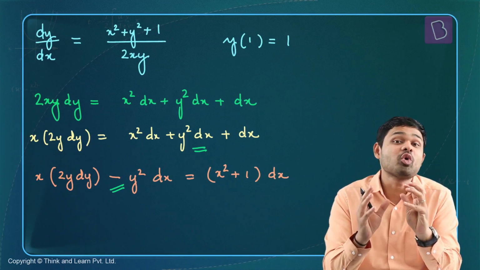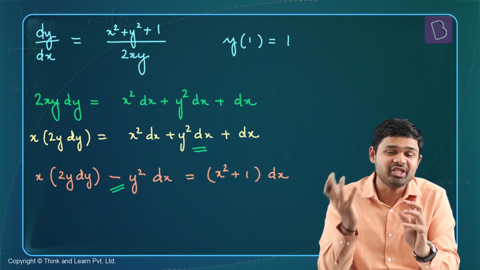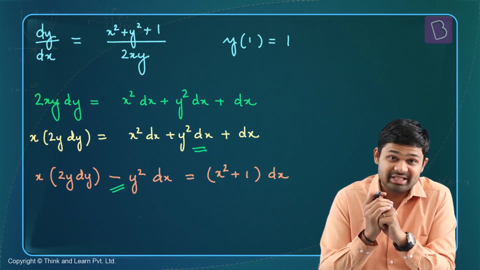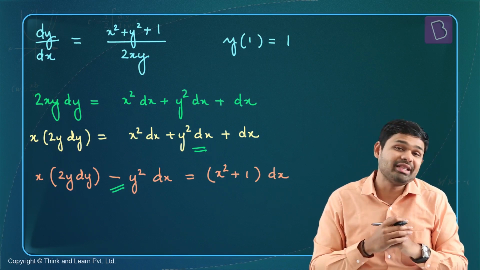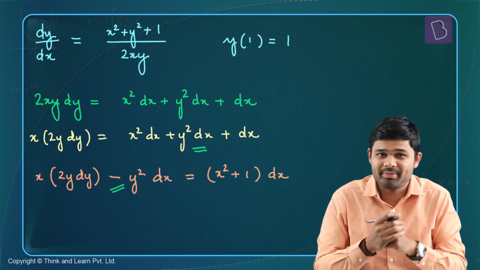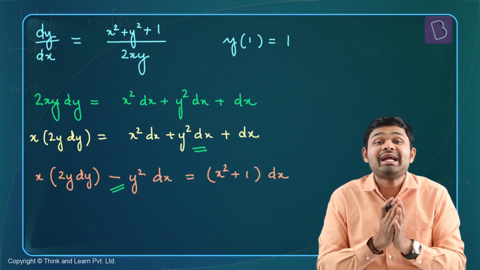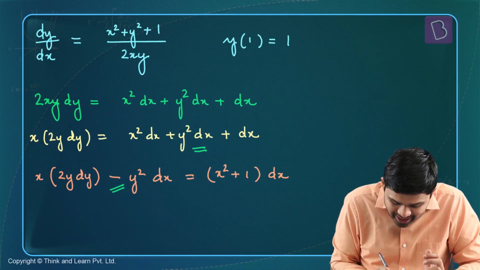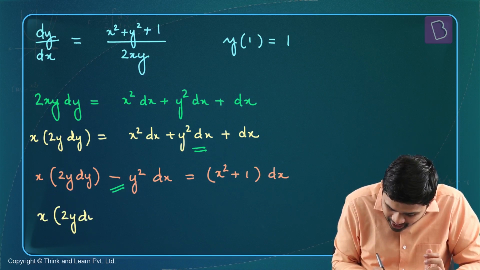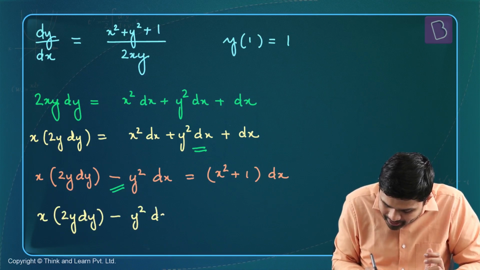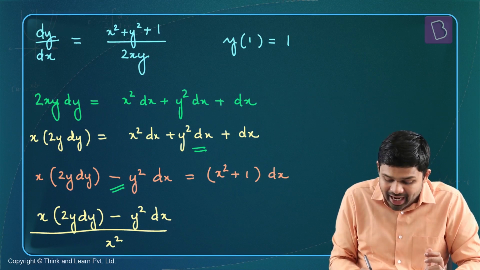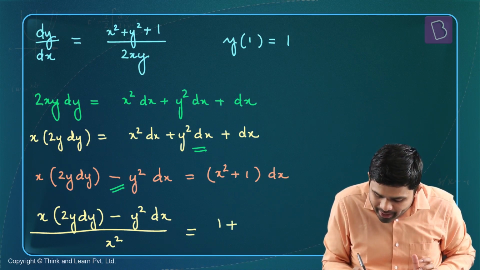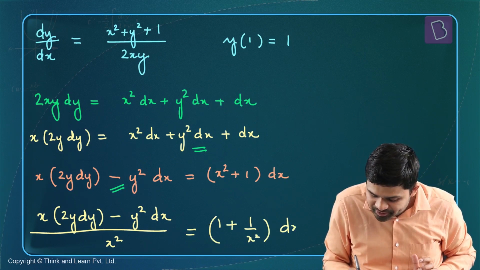So this reminds me of the quotient rule, because in the quotient rule also we have the second term multiplied by the derivative of the first minus the first term multiplied by the derivative of the second. So what I'm going to do is divide this expression on the left hand side by x square, because my second term was x. So I'm going to divide by x square, because then I'll have the second term squared in the denominator. So then what I have is x multiplied by 2y dy minus y square multiplied by dx, divided by x square, and I'll have to divide by x square on the right hand side also to maintain my equality. So what I get is 1 plus 1 upon x square dx.